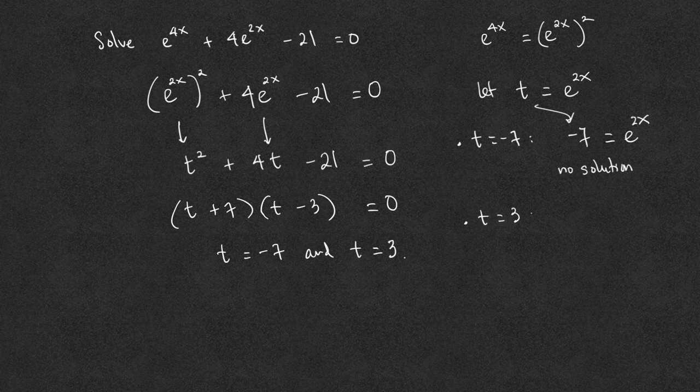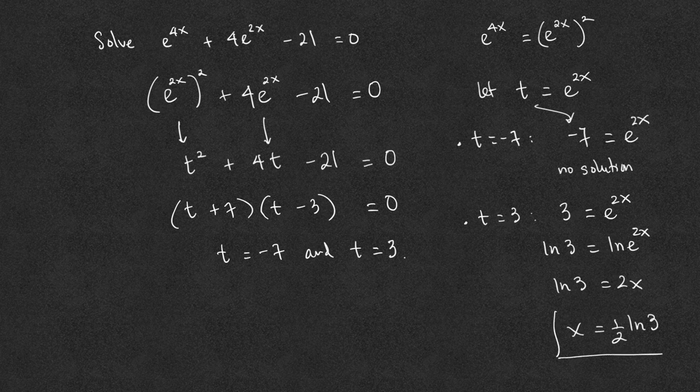T equals 3. And again, we would do a back substitution. T is now 3, and the right hand side is e to the 2x. To get to x, and since the base is e, we would ln both sides of the equation. Ln of 3 equals ln of e to the 2x, but ln and e cancel out, so we end up with ln of 3 equals 2x. X equals 1/2 ln of 3. This is the solution we're looking for.